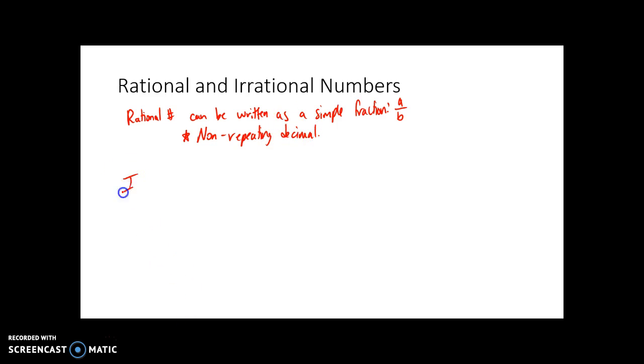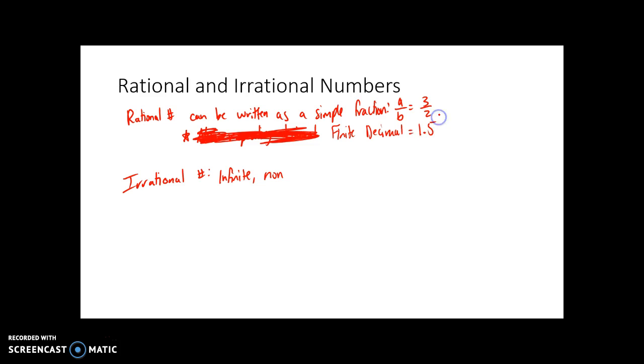Okay. Irrational answers would be similar to the last few that we've seen. Irrational numbers have infinite... sorry, this one was supposed to say repeating decimal. Ignore this. It's a finite decimal, is what I meant to say. So an example of this would be like 3 over 2. An example of a finite decimal then would be 1.5. It just stops, it doesn't keep going. This is an infinite non-repeating decimal.